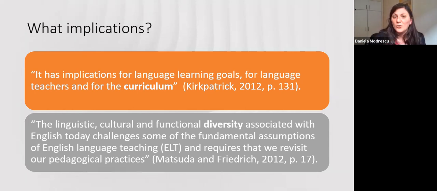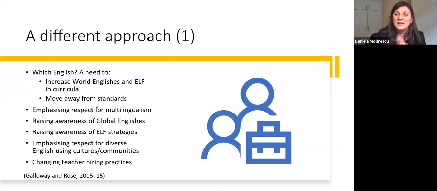Several researchers expressed their opinions in this regard, saying that all these things have implications for the way we design our curriculum, for language learners and teachers, and that the linguistic, cultural, and functional diversity associated with English challenges some of the fundamental assumptions of English language teaching, and it requires that we revisit our pedagogical practices. I think we are at the 30 minutes.